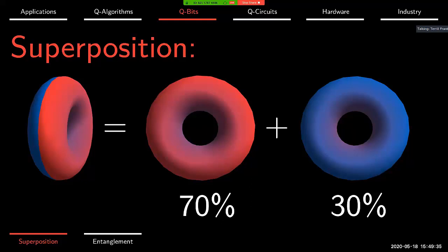Amir's asking, was there any specific reason or meaning behind using the donut in this case versus the more typical Bloch sphere when we talk about things like superposition? Is there some signal you're trying to send there?